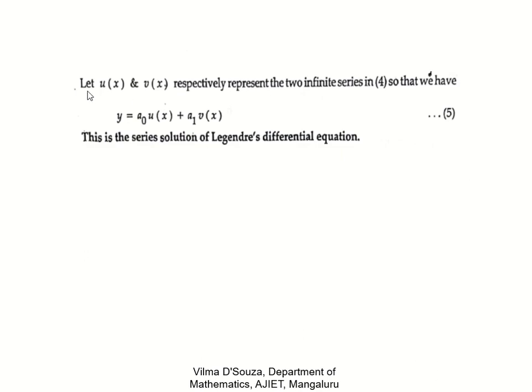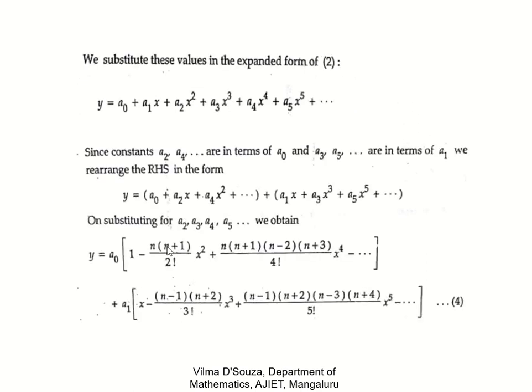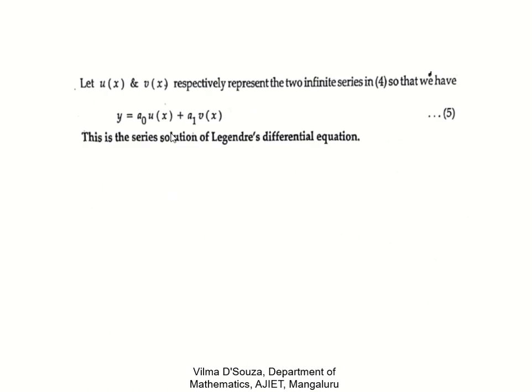Now, let u of x and v of x respectively represent the two infinite series. So if you take this as your u of x, this is an infinite series in x. This you take as v of x. Then the solution can be written as y is equal to a naught u of x plus a1 v of x. This is the series solution of Legendre differential equation.